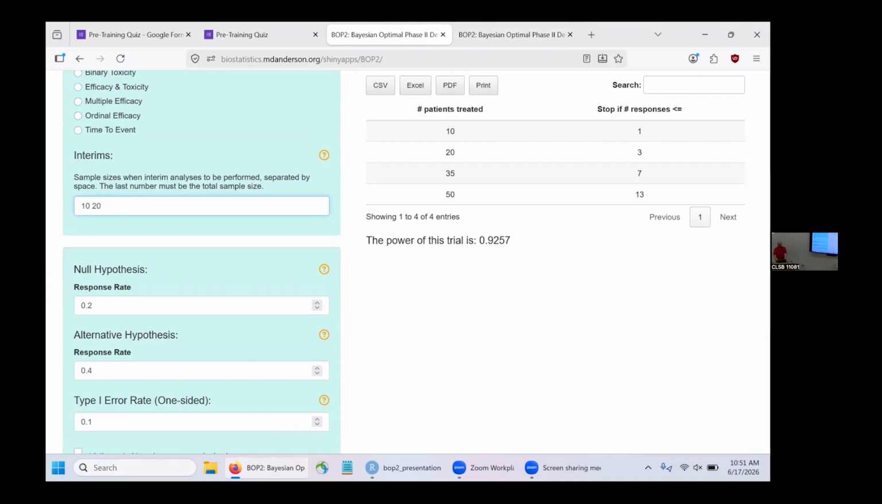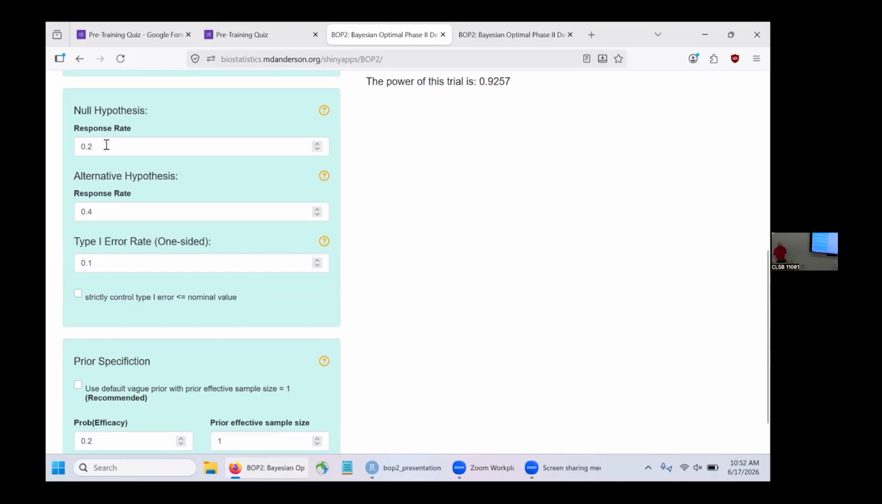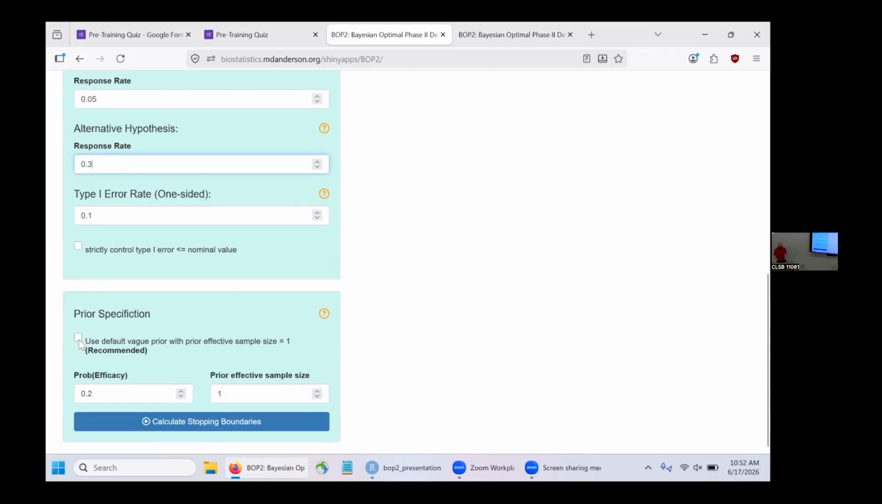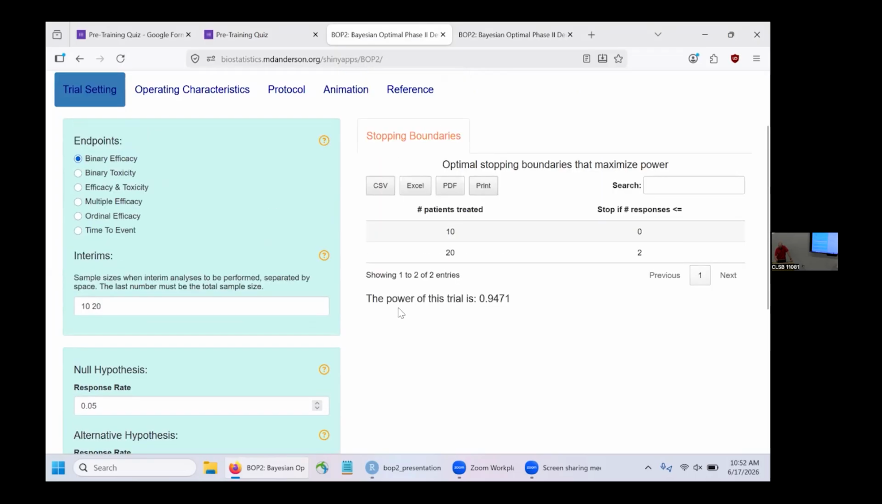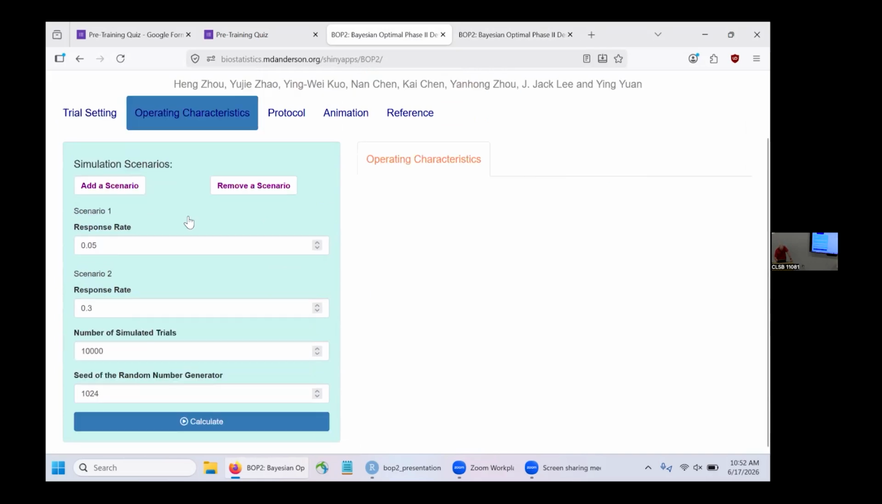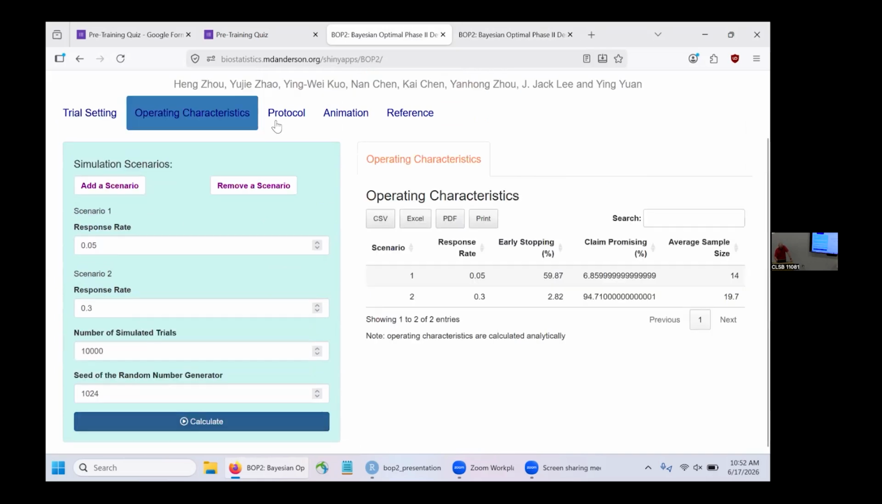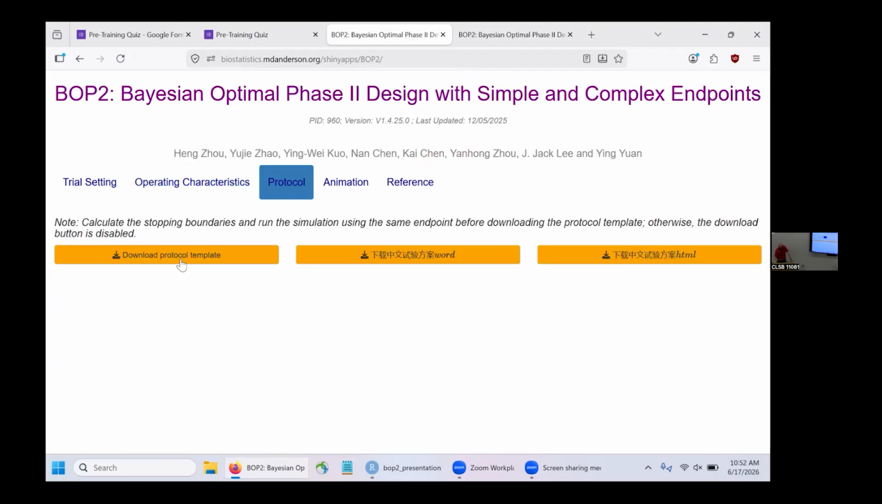So we collected data where we had 10 rows and then another 10 rows for a total of 20. Our null hypothesis given to us by Navia was 0.05, alternative 0.3, type 1 error rate. And then we had originally used this default vague prior with effective sample size equal to 1. So I'm going to compute the stopping boundaries. We would only stop at the interim analysis if we saw 0 responses. I'm trying to get the lambda and alpha. You have to go through all this stuff before getting the lambda and alpha.